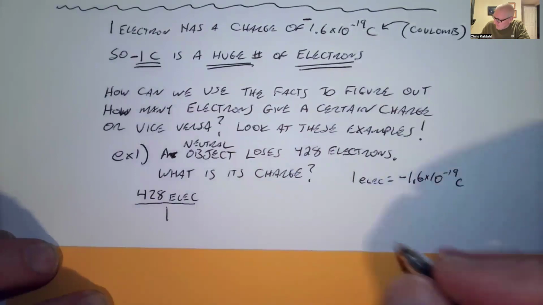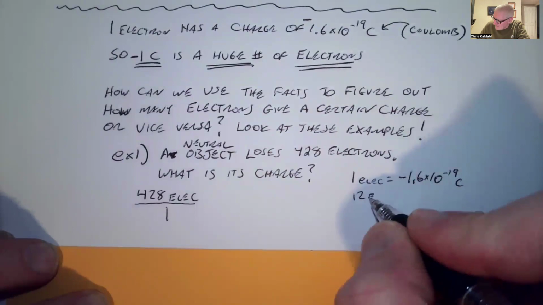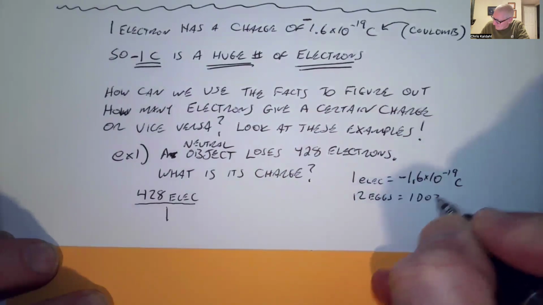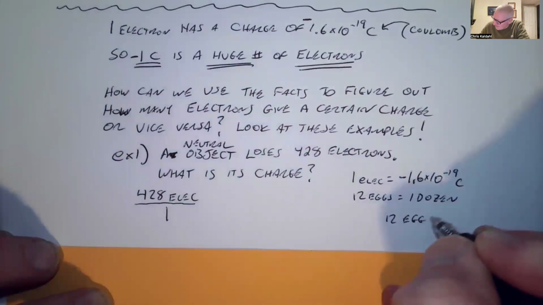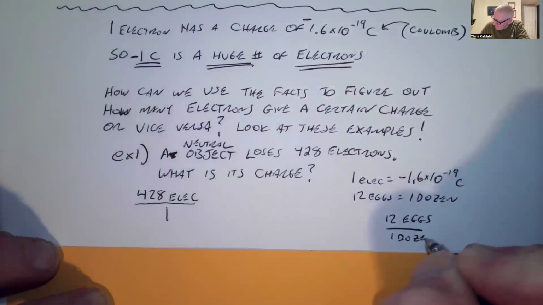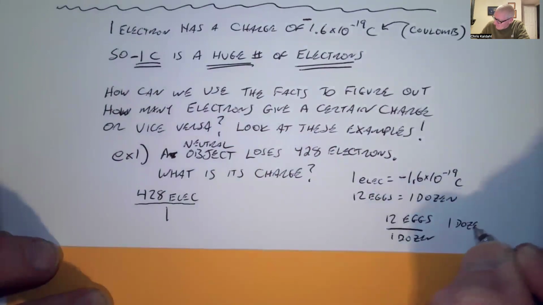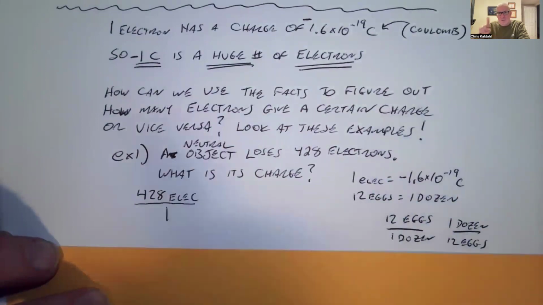And just like we can say that 12 eggs is a dozen, anything divided by itself is the number 1. So since 12 eggs is a dozen, if I were to write 12 eggs over 1 dozen, or 1 dozen over 12 eggs, as weird as that is, those are just funny ways of writing the number 1. And when we multiply by 1, we don't change the value of the number that we're dealing with. So this is a really sneaky way of getting to an answer.